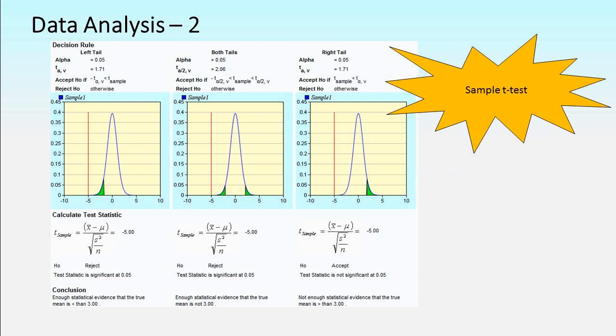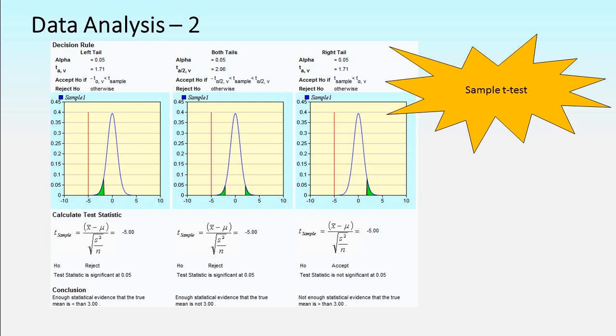Once the data is entered, AsterWrite automatically conducts the appropriate analysis. Output includes numerical values, test results, example H0 is rejected, and conclusions, example enough statistical evidence that the true mean is less than 3, and very interesting graphs.